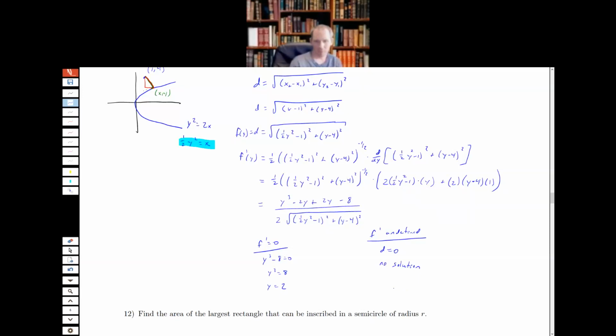Otherwise, you end up setting all the stuff inside the square root equal to 0. It just takes a little while to figure out, oh, that's not going to work. I have something squared plus something else squared, so you can't add two things that are not negative and get 0.